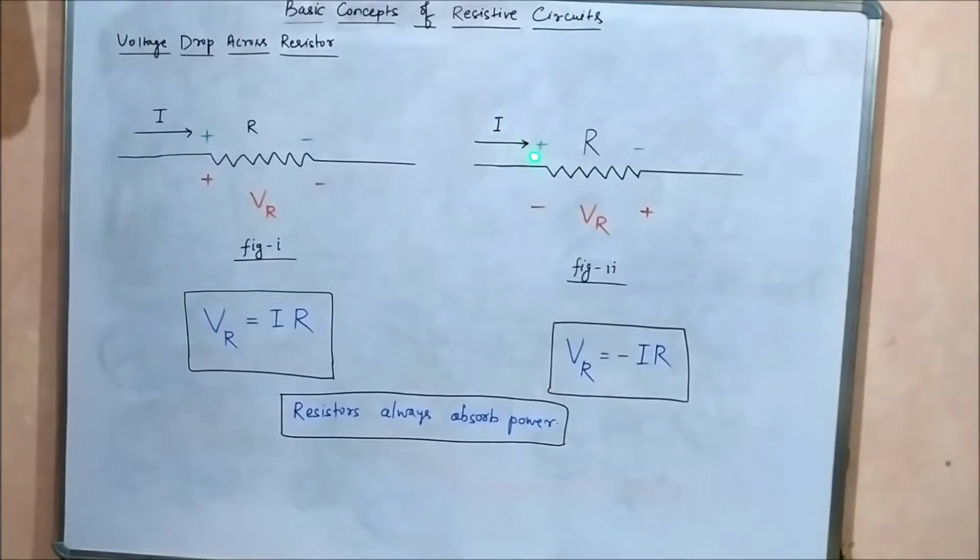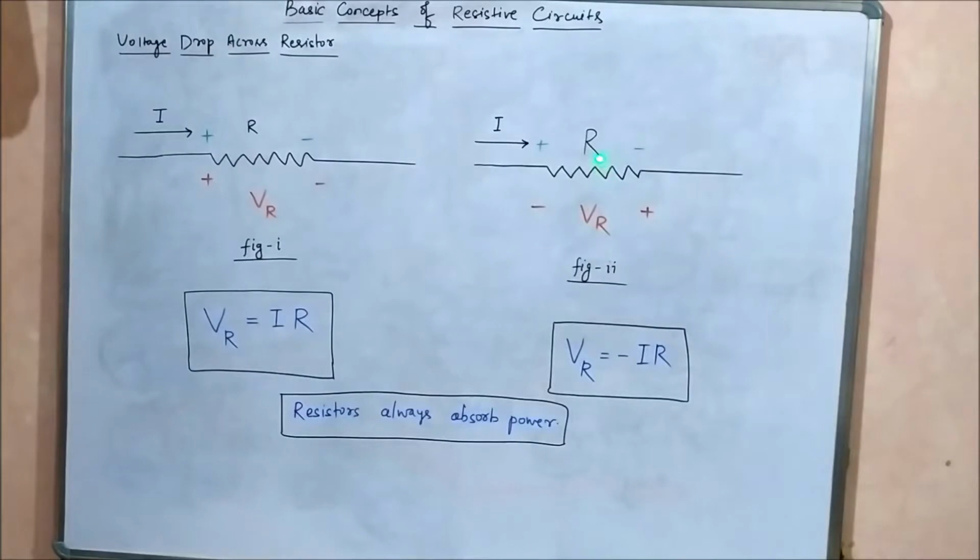Current is flowing in this direction, it means there will be plus sign here, minus sign here. It will flow through the positive terminal, exit from the negative terminal. But here the difference is that the voltage drop is measured in the opposite direction as the sign which is placed here. Here it is plus, but here it is minus. Here it is minus, here it is plus.